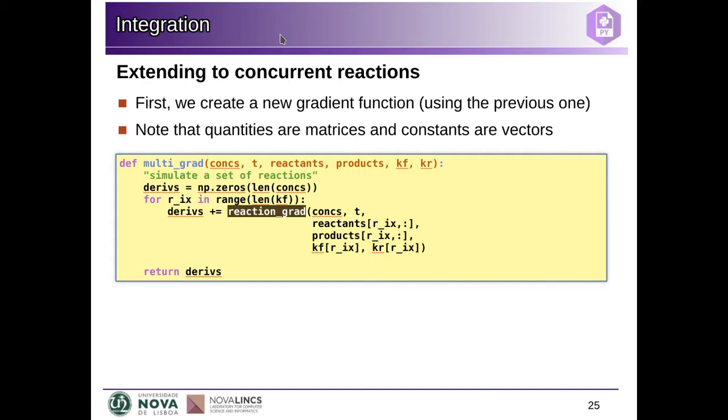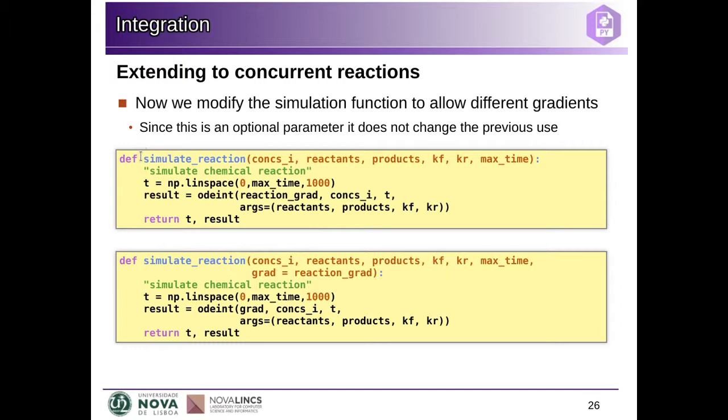Okay, so now we have an additional small problem, which is how we're going to use this function in our simulation. When we wrote the simulate reaction function, we called the reaction gradient function. This was fixed in our code. But we can make a slight change to this function. We are going to add a default parameter here. This grad parameter by default is the reaction grad function we created first, and our simulate reaction will use that function by default.